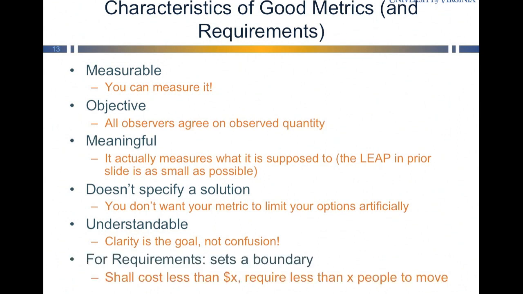And then for requirements, not for metrics, for requirements it'll actually set a boundary. So shall cost less than a certain amount. Require less than so many people to move this device that you're designing. Or as we saw earlier, shall hold at least 500,000 bottles of wine.